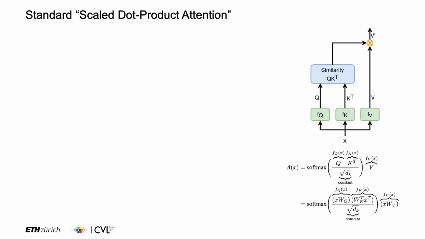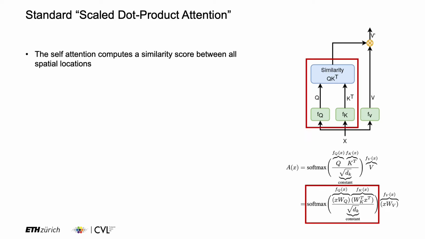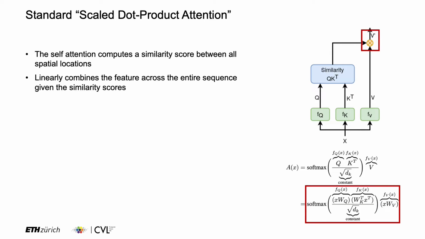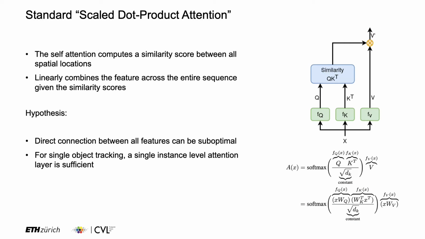To this end, we revisit the scaled dot-product attention. As a recap, the self-attention computes a similarity score between all spatial locations, and then linearly combines the features across the entire sequence given those similarity scores. Here, we hypothesize that direct connection between all features can be suboptimal, and explicitly for single object tracking, a single instance level attention layer is sufficient.